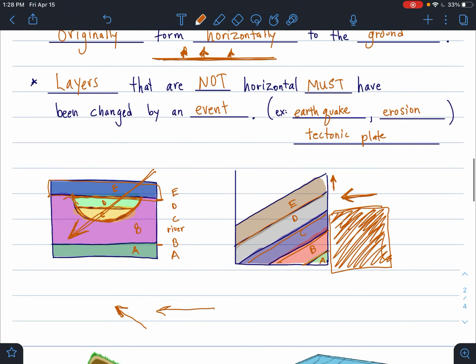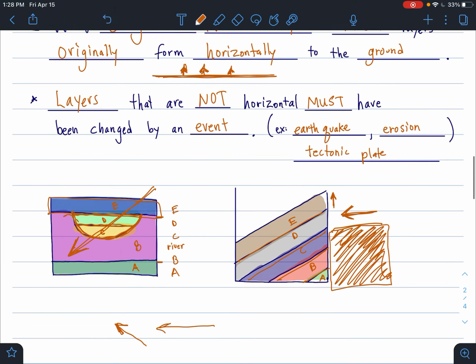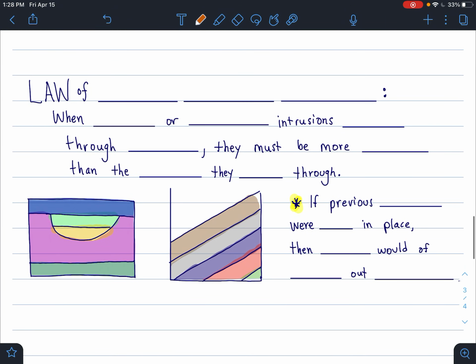So you can see how different types of events can cause there to be different shapes underneath the Earth's surface, but we can still use the law of superposition to understand how they all stack on top of each other, knowing that we can have erosion or earthquakes or tectonic plates that can change that motion or the appearance of those layers. Now, let's take a look at what would happen if we have something coming up through the bottom, like a blob of magma or a volcano forming.